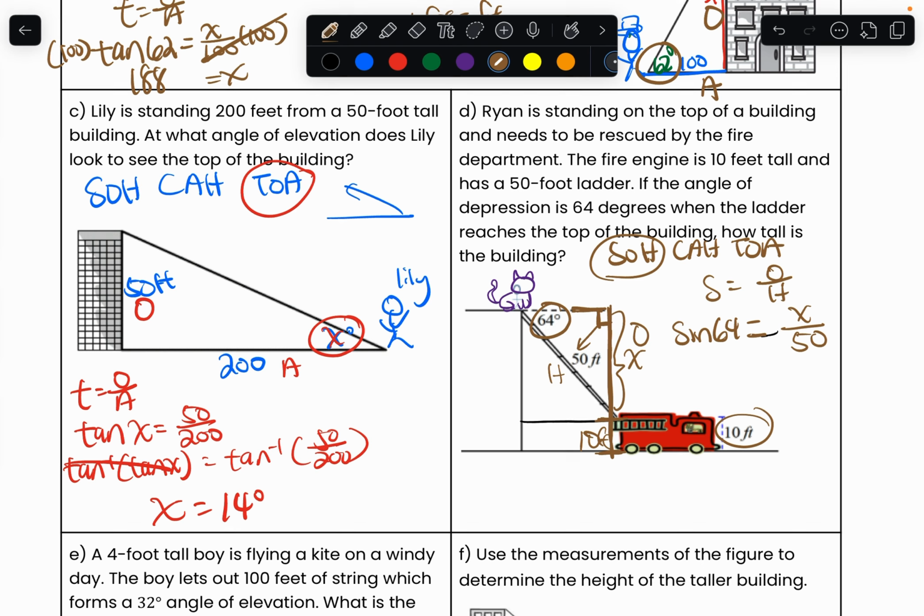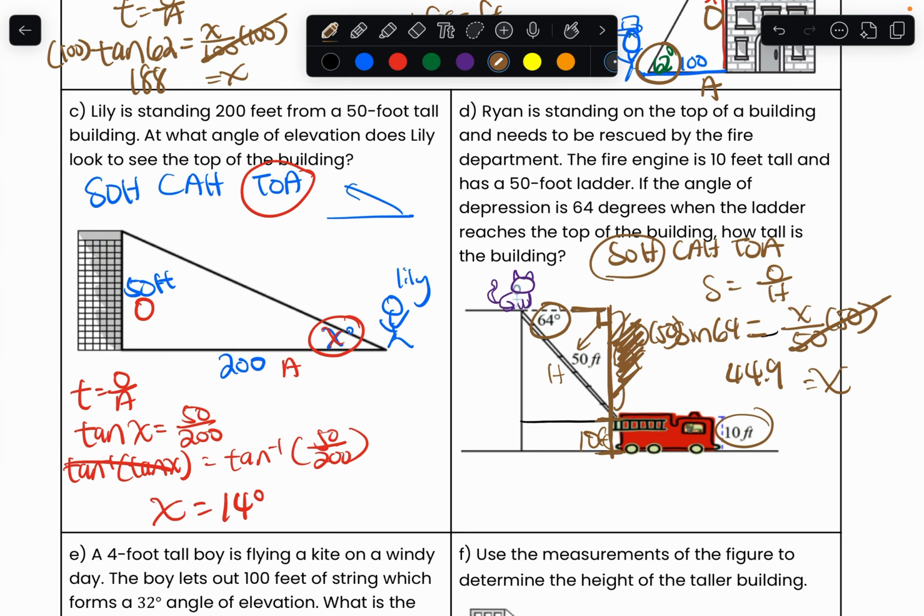Now, I just need to isolate my x. Well, what do I need to do to both sides if I have x divided by 50? I will just multiply both sides by 50, right? Let me go ahead and cancel these out so you guys don't get distracted. Now, on the right side, this cancels, giving me x. On the other side, if you put in the calculator 50 times the sine of 64, that will give you 44.9 feet.